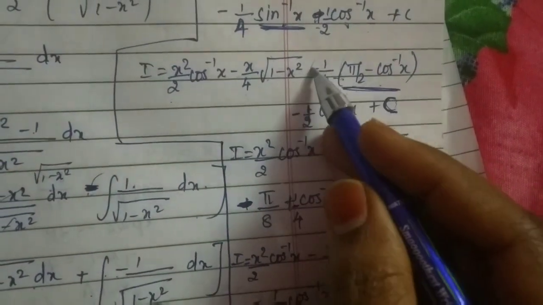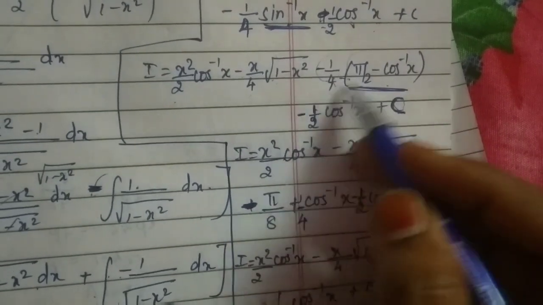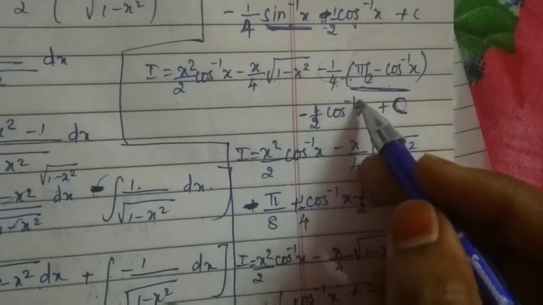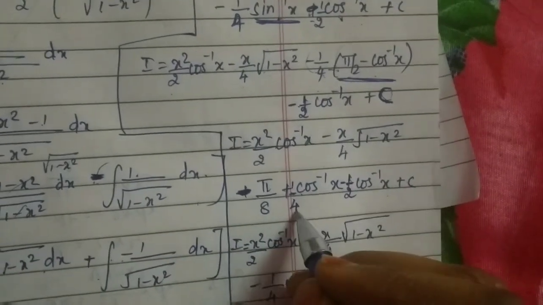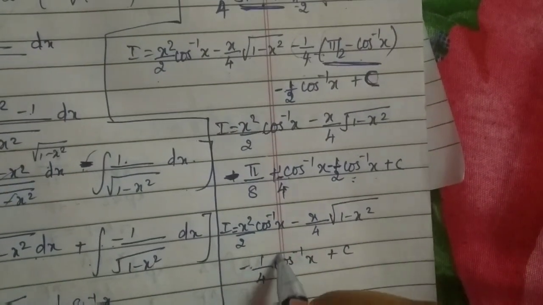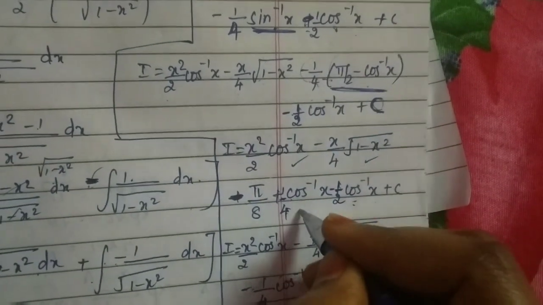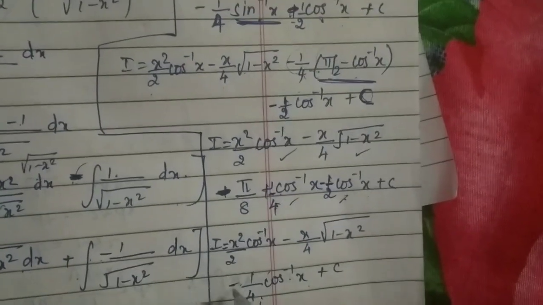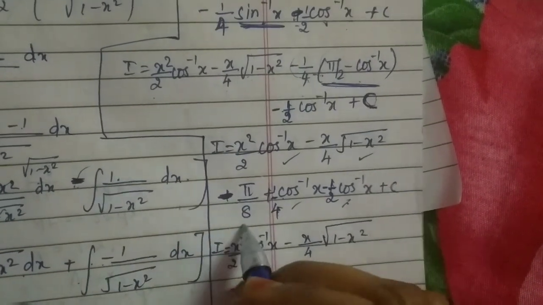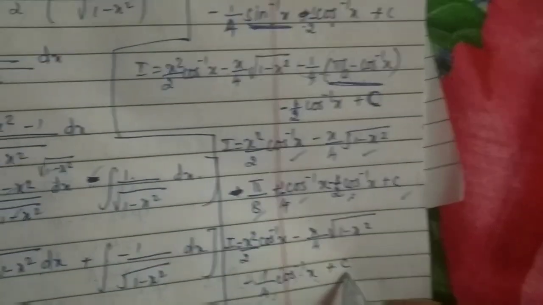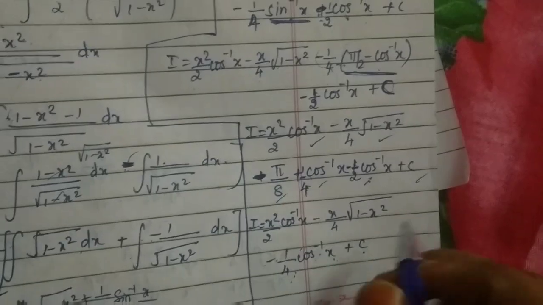So pi by 8, here it is plus cos inverse, so 1 by 4 into cos inverse, and this minus 1 by 2 into cos inverse plus c. Now when you add these two, you will be getting minus 1 by 4 cos inverse of x. For this term I have written, these two I have added and I have written minus 1 by 4 cos inverse of x. These two are constants, so I have written constant.